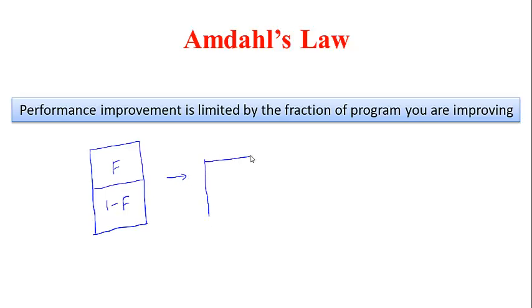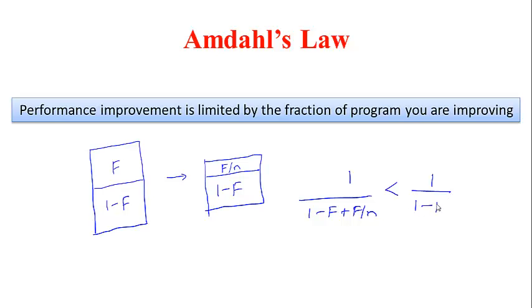The execution time now becomes f by n, because the fraction of the program you have improved is f, and that becomes f by n. But the 1 minus f part remains as it is. So the overall improvement is 1 divided by (1 minus f plus f by n). So the intuitive observation is that this is always less than 1 by (1 minus f). So however much you increase the factor of improvement n, if f happens to be small, your overall improvement is going to be small. This is the intuitive observation captured by Amdahl's law.